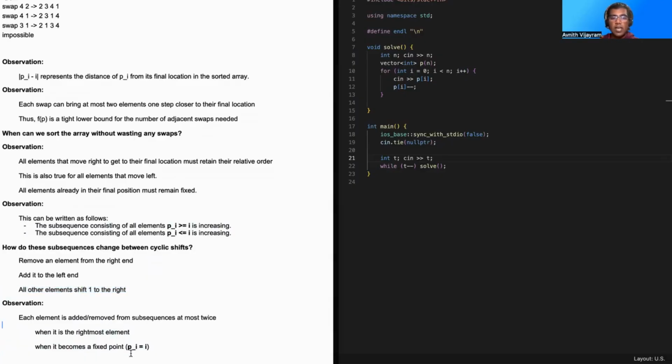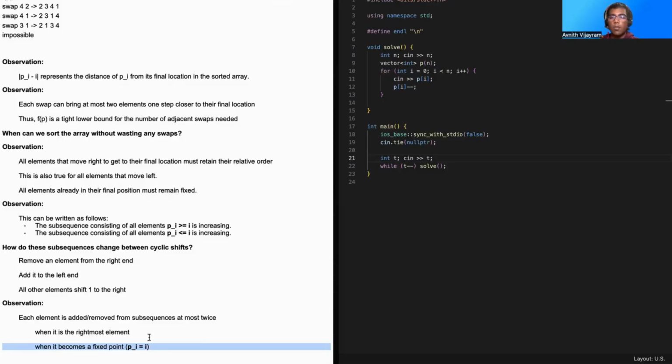And the reason is after this point, if we shift it further to the right, it will move to the left. It's going to transition from moving to the right to get its final location to moving to the left. So it will leave one of the subsequences and go to the other subsequence, which is why this is also an important point to consider.